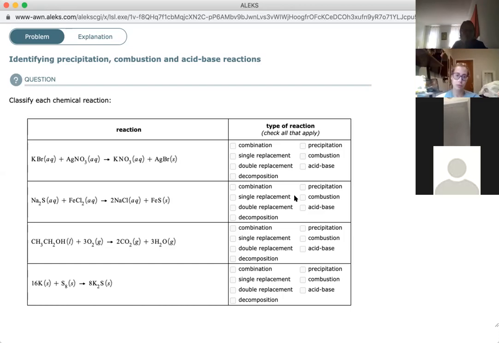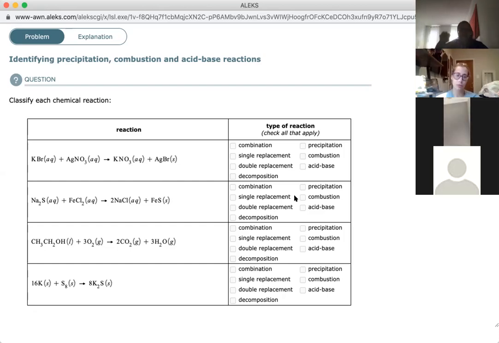This last one is K plus S to give you K2S. So you're taking two elements, you're combining them to form a compound. That's called combination. Combination is when you take something very simple, combine it with something that's very simple to form something that's more complicated. K2S has two elements in it, so it's more complicated. So you're combining things. So that would be called a combination reaction, okay?